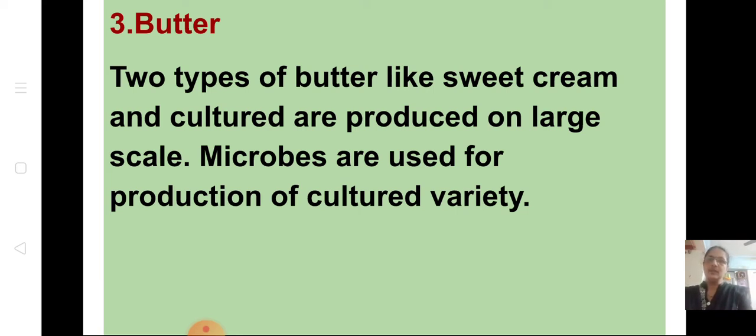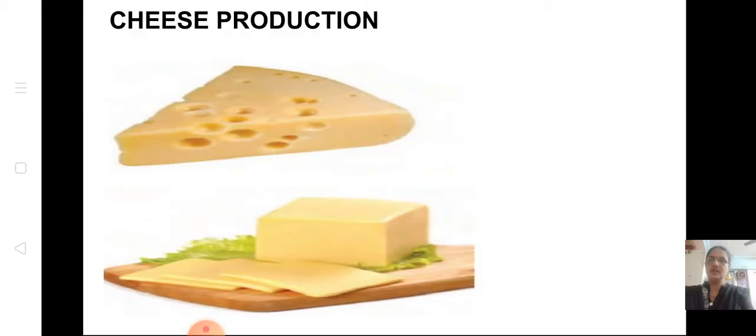So there are two types. One is sweet cream and the next one is cultured. Only for the cultured variety are microbes used. That is in the industrial production, isn't it? Okay, next one is cheese production. We'll see the steps of cheese production. This is important. We'll see how cheese production is done.